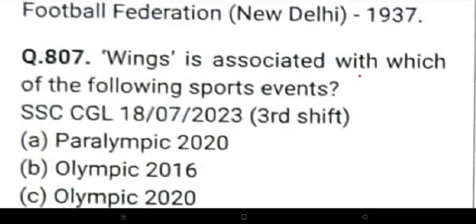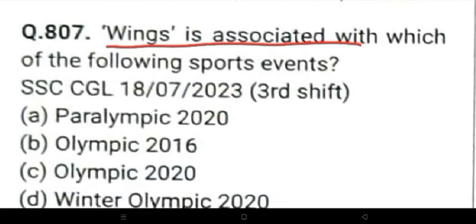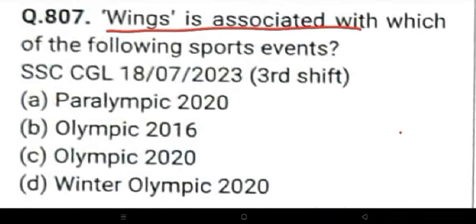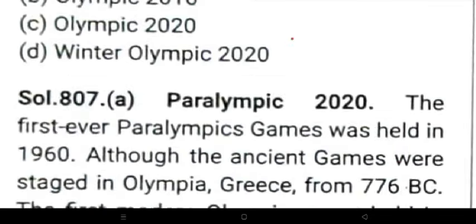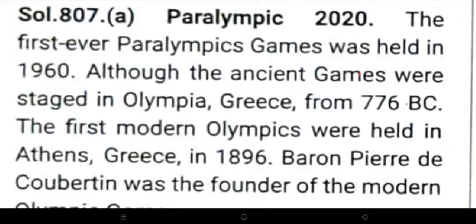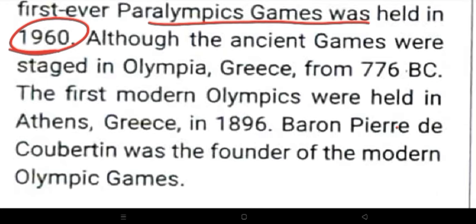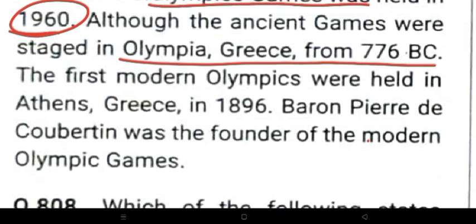Next, Wings is associated with which of the following sports events? Paralympic 2020. The first ever Paralympic Games was held in 1960. The Ancient Games were staged in Olympia, Greece from 776 BC.